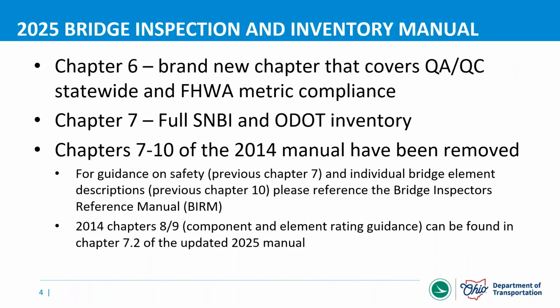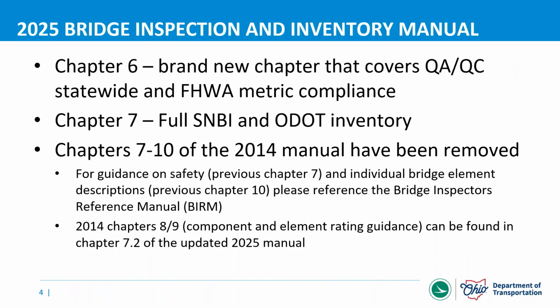And then chapter 7 is quite the long chapter. This is the full SNBI and ODOT inventory. So the old coding and inventory guide is now chapter 7 of the Bridge Inspection Inventory Manual. And chapters 7 to 10 of the 2014 manual have been removed.